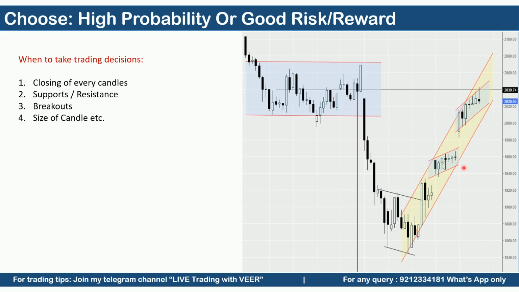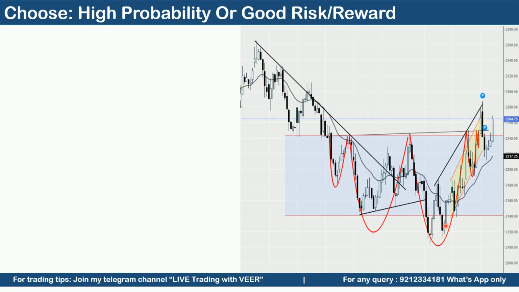In this trading channel, there is a resistance and a support, and the whole day the market is traveling in this channel only. Similarly in this one. So now, how do we choose high probability trades or good risk reward trades? Let us see it through an example.